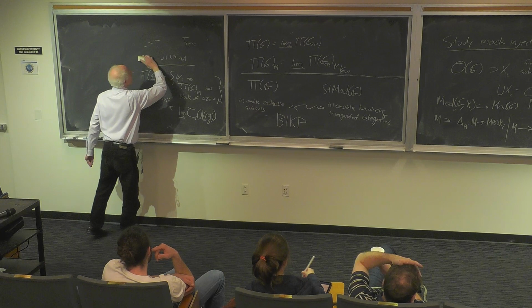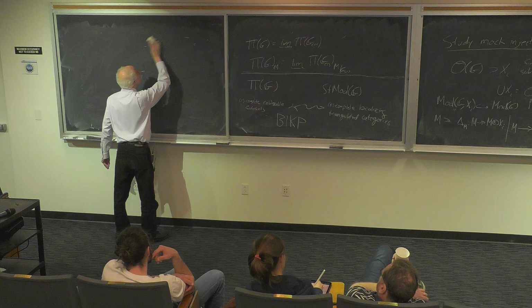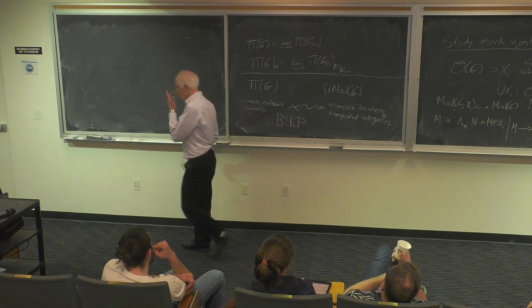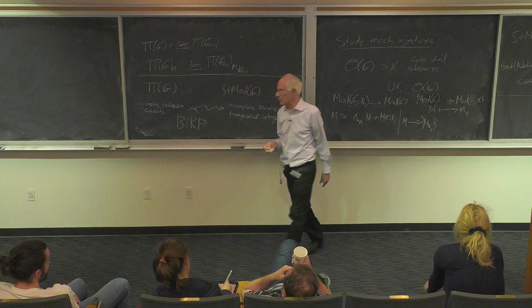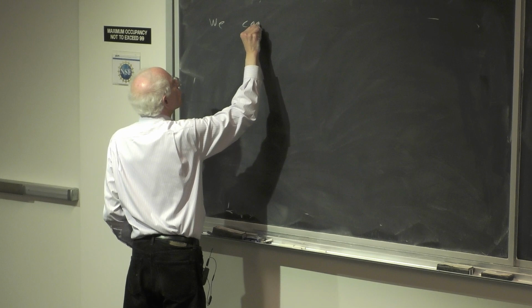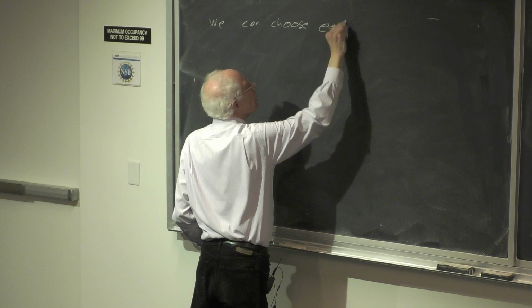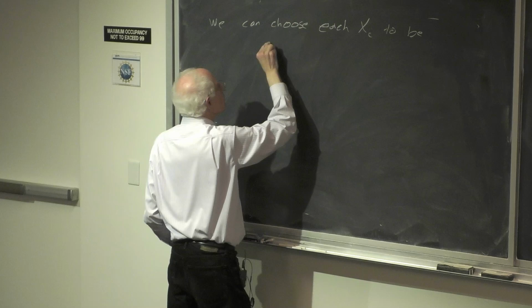Okay, so I prefer to look at coalgebras rather than subspaces, but that's pretty easy. It turns out much of this doesn't depend on which increasing sequence of, let's say, finite dimensional subspaces, but we can choose each X_i to be a finite dimensional subcoalgebra.